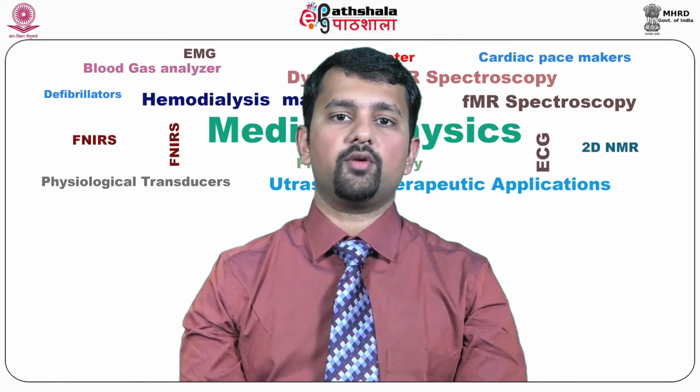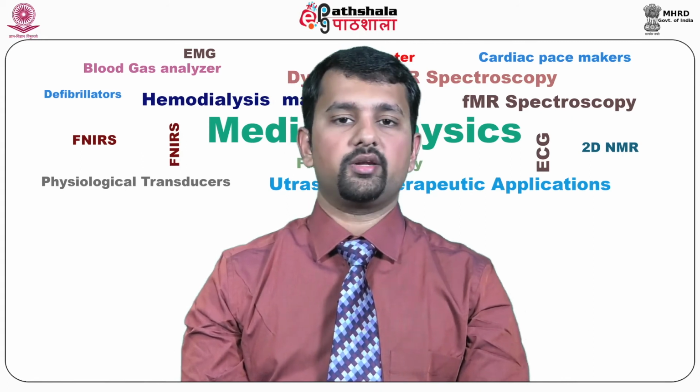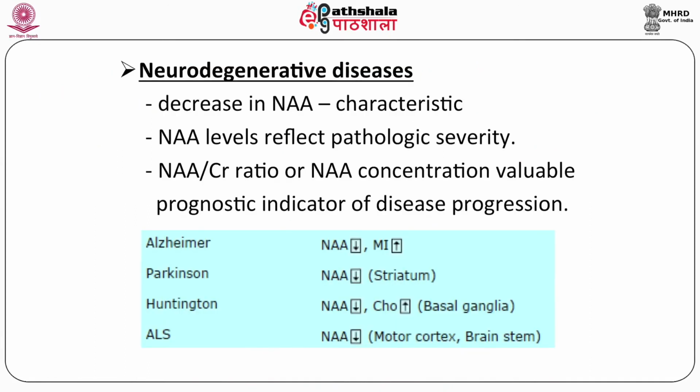Now let us see the role of MRS in neurodegenerative diseases. Alzheimer's disease, Parkinson's disease, Huntington's disease, amyotrophic lateral sclerosis and spinocerebellar ataxia are debilitating conditions that result in progressive neuronal degradation and death. The characteristic feature of neurodegenerative diseases at MR spectroscopy is a decrease in NAA, typically located to the region or regions affected by the degenerative process.